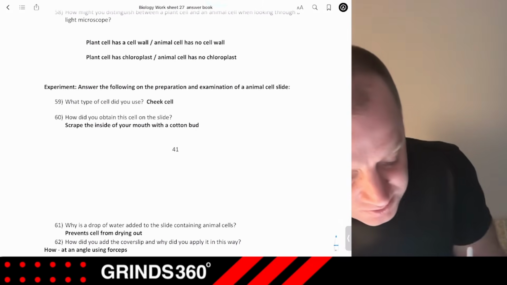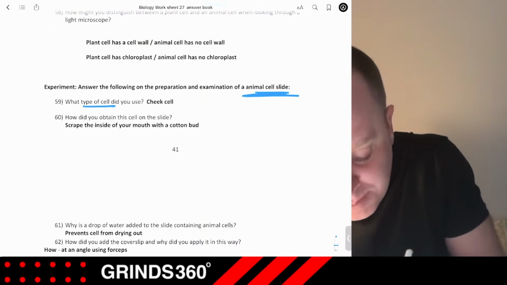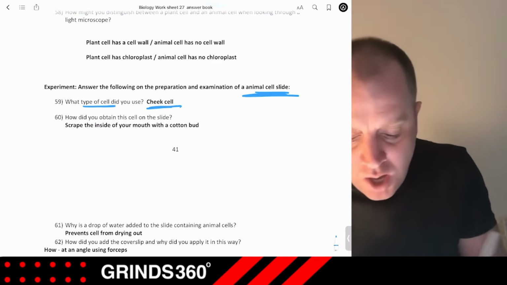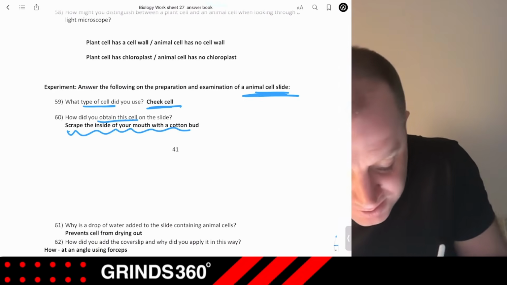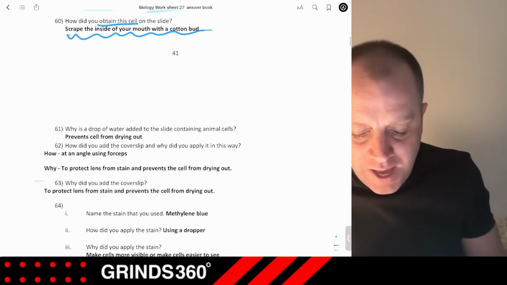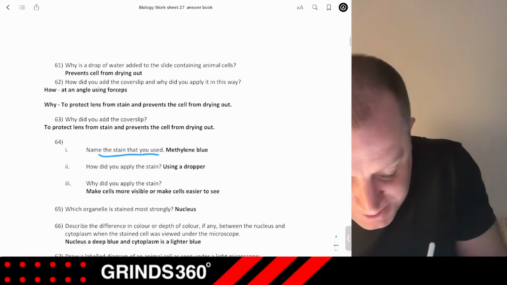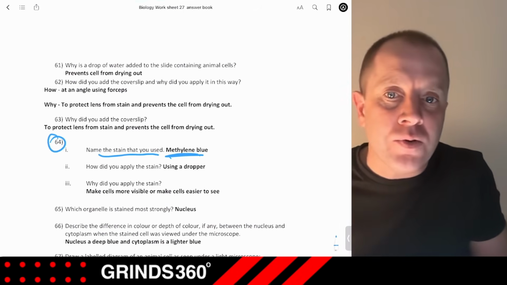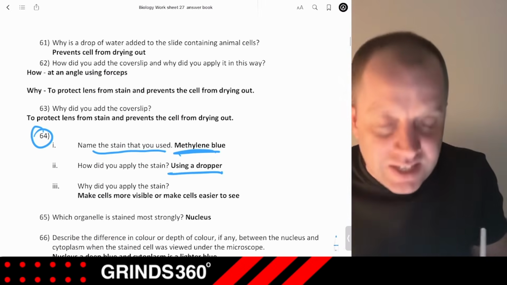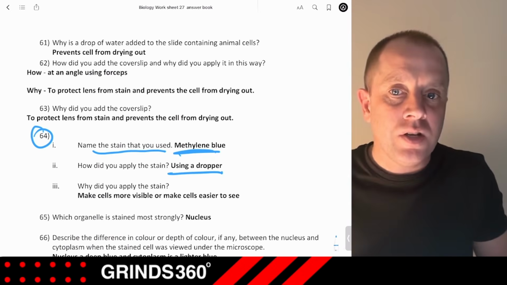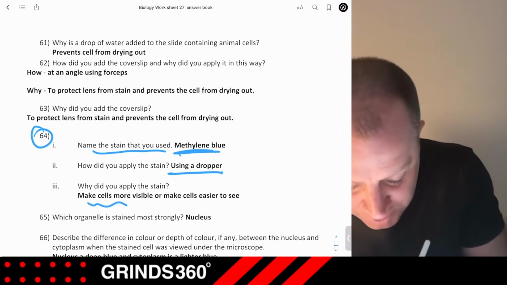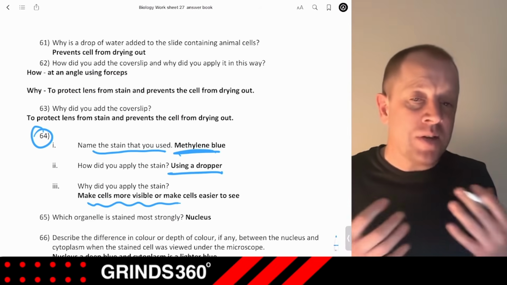Look at this one here. This is now based on the animal cell. What type of cell did you look at? A cheek cell. How did you obtain the cheek cell? You scrape the inside of your mouth with a cotton bud. Name the stain that you used. Methylene blue. How did you apply the stain? Using a dropper. Why do you apply the stain? To make the cell more visible or easier to view.